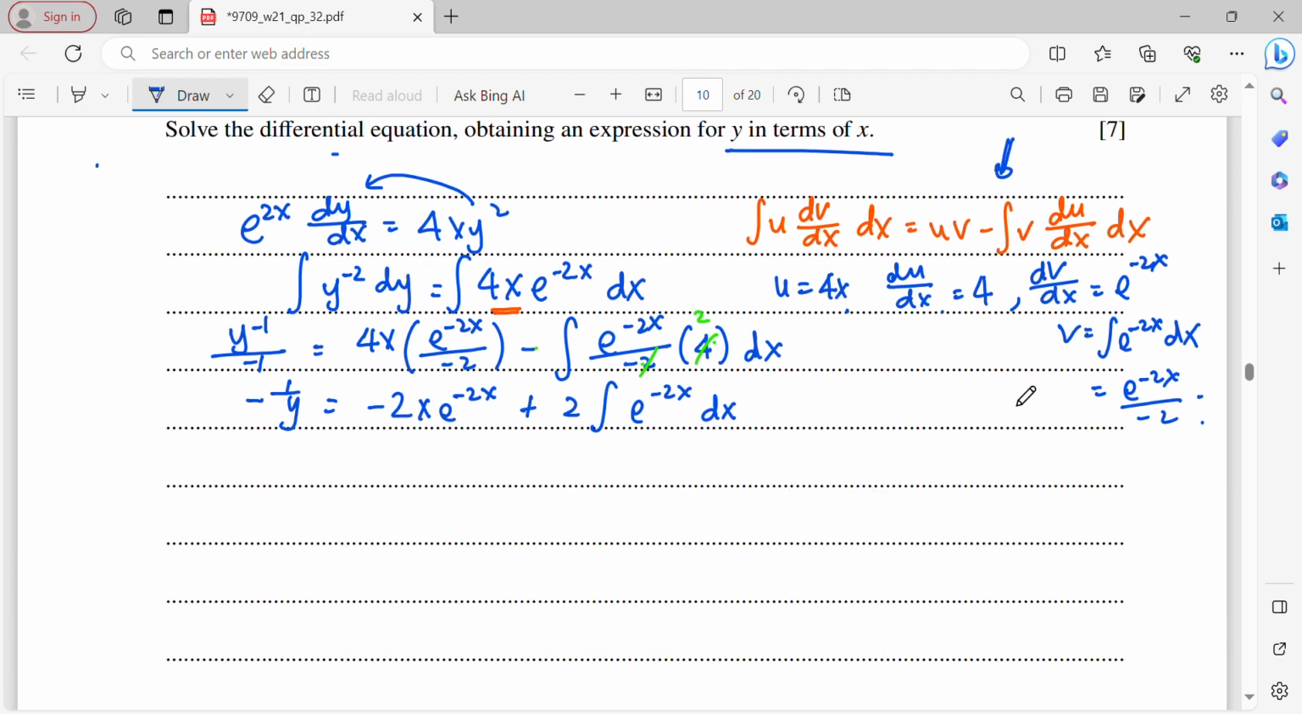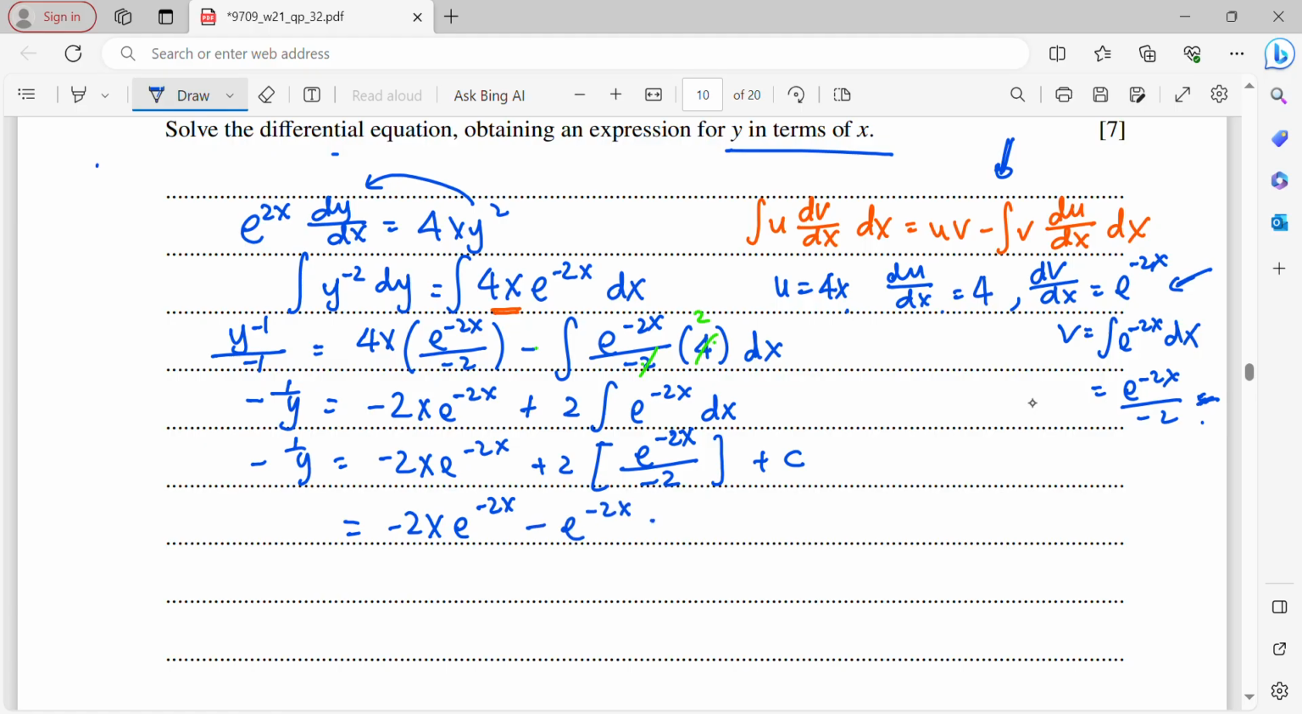And again, to integrate exponential negative 2x, the answer was already found in this step. Then I will just rewrite. It will be e^(negative 2x) over negative 2, then plus c. So the 2 and negative 2 can be simplified. So I will get negative 2x e^(negative 2x), right? The plus and minus 2, it will be plus 2 and negative half, it will be negative e^(negative 2x) plus c.